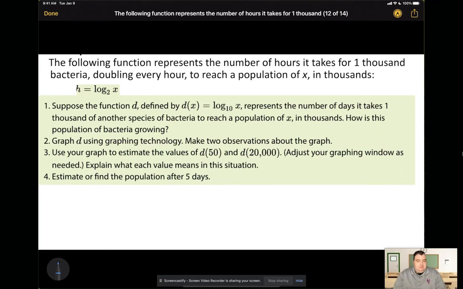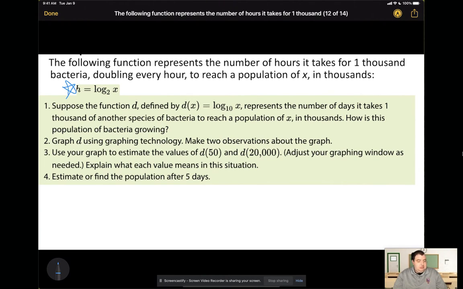So the following function represents the number of hours it takes for 1,000 bacteria, doubling every hour, to reach a population of x in thousands. And here is our function. So h equals log base 2 of x.